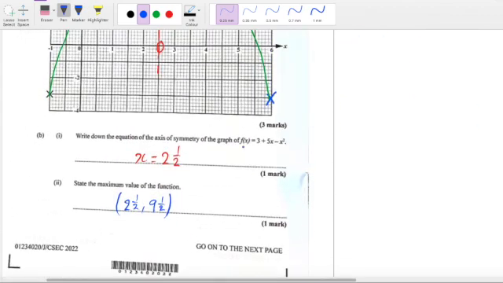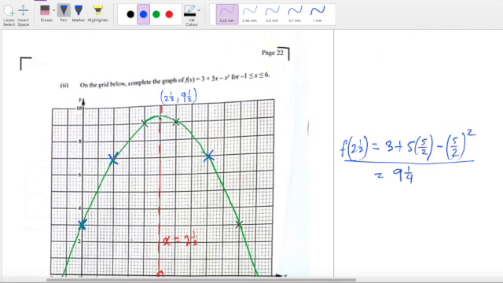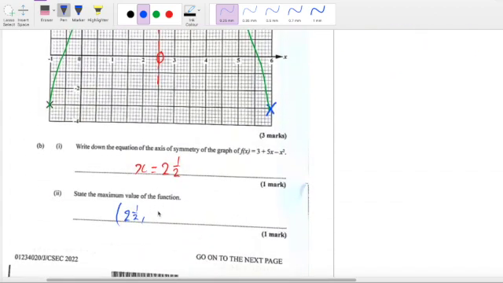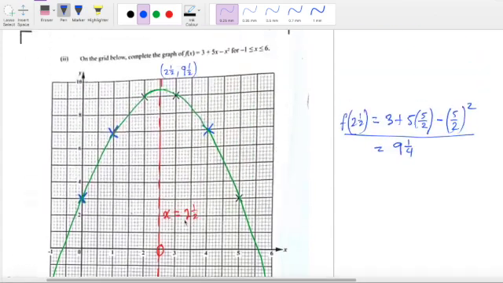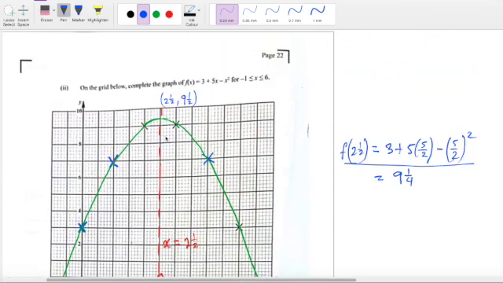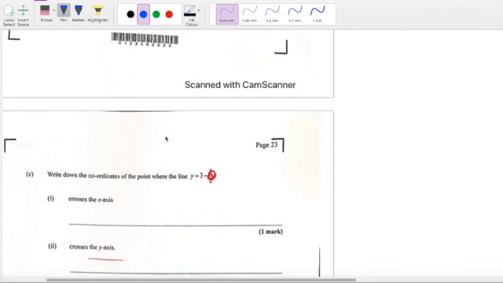So from the graph, that quarter and that half would have been really easy to make a mistake. You would have gotten the 9.5 correct, and you would still get your 1 mark. But from the equation, the answer is actually 9.25, right? So that's cool that we checked. But if you did put the 9.5 from the graph, you would have still gotten the mark.